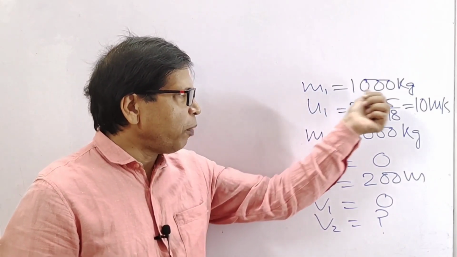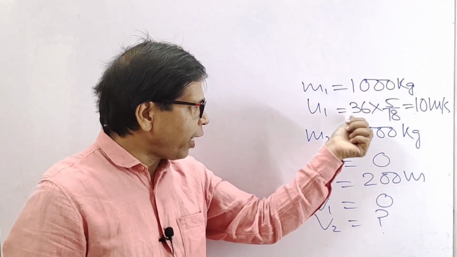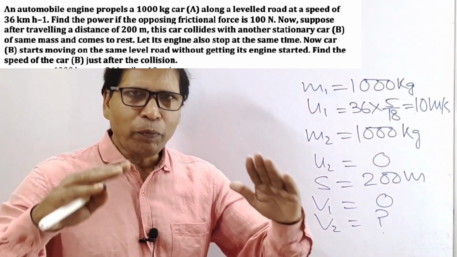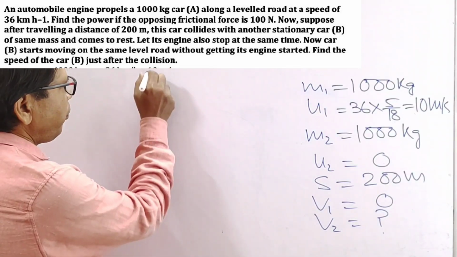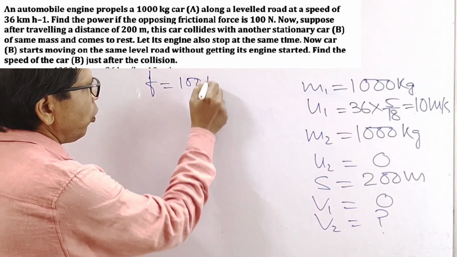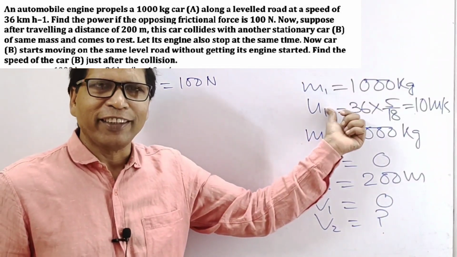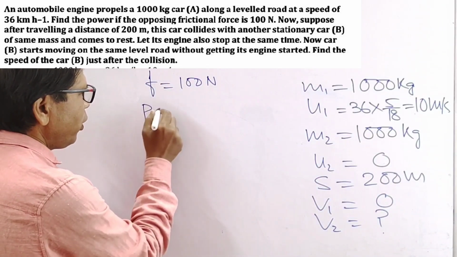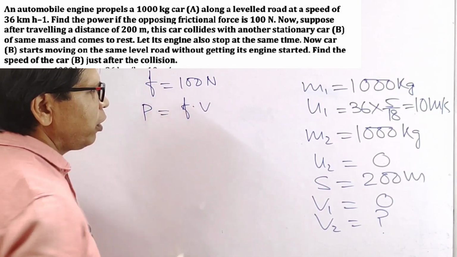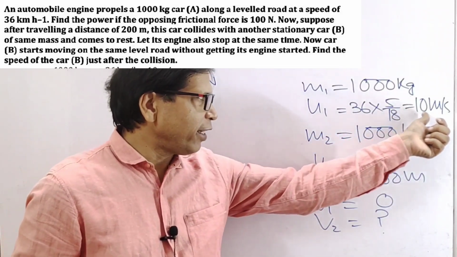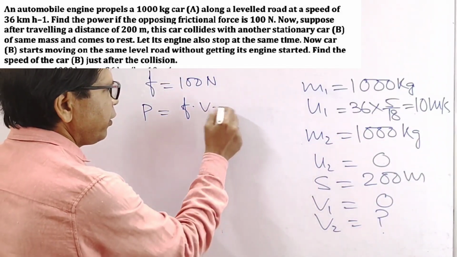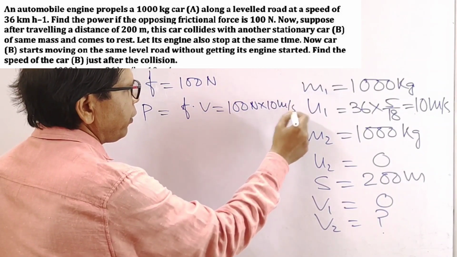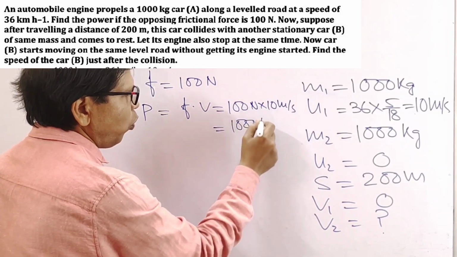Next, look at this. A car of mass 1000 kg moves with 36 km per hour on a level road. If the force of friction small f is equal to 100 Newton, find the power of the engine. Now look at this. Power of the engine P equals force into velocity. Velocity is 10 meter per second. So this is 100 Newton into 10 meter per second. Therefore this is 1000 watt.